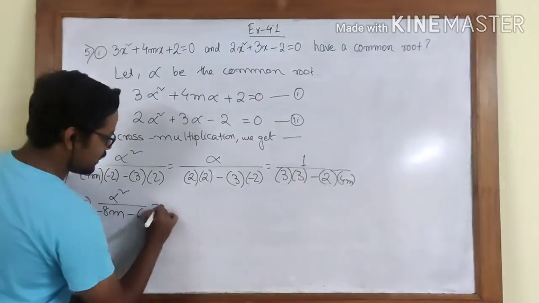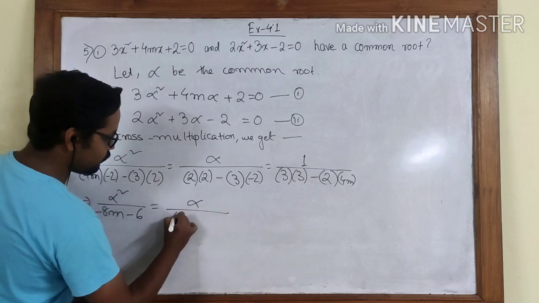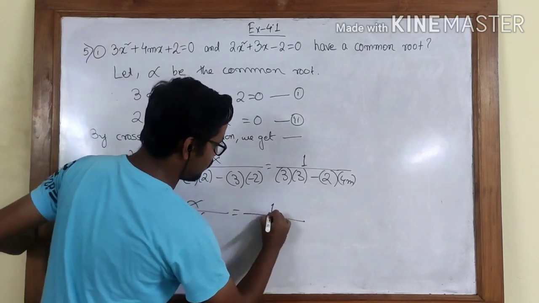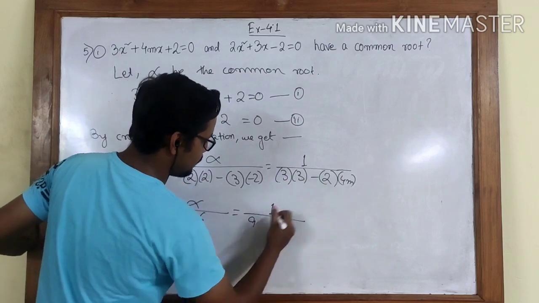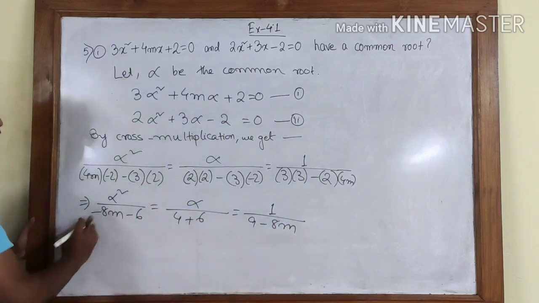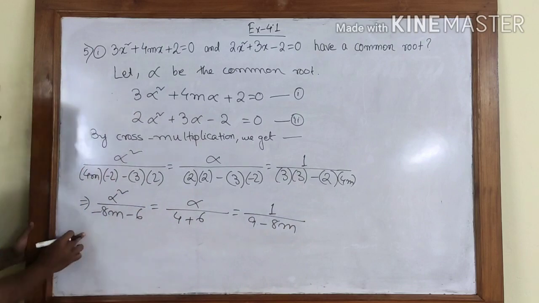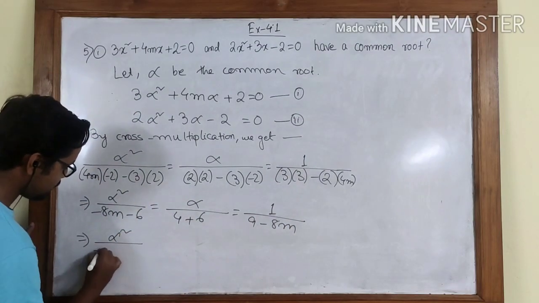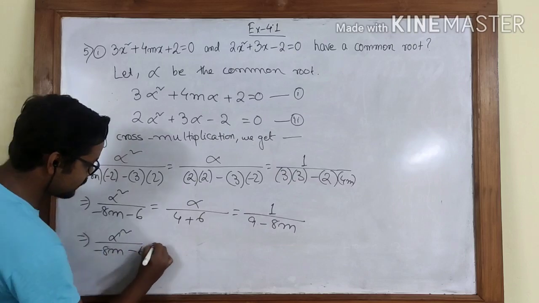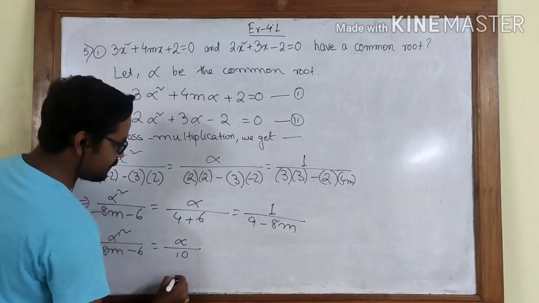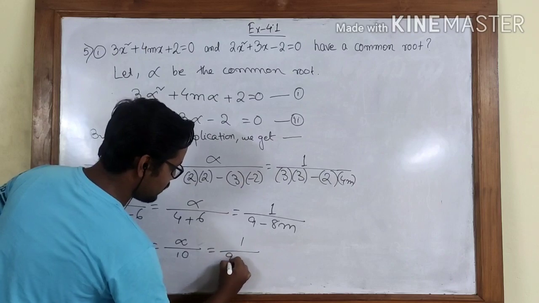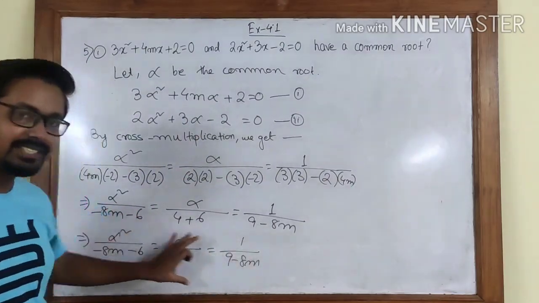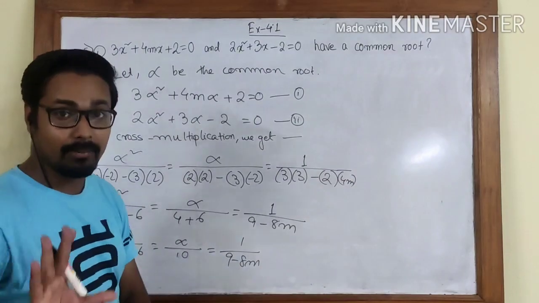Here I have alpha, 2 into 4, minus minus plus 6, and I have 1, 3 into 3 is 9, here minus 8m. On calculating these, we get this one. So let's simplify even more. We will have alpha squared by minus 8m minus 6, here we will have alpha by 10, and here we have 1 by 9 minus 8m. I will use this to find the value of m. Let's see how.